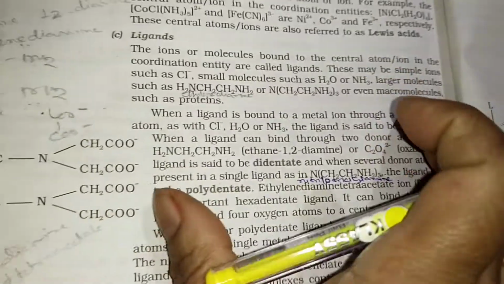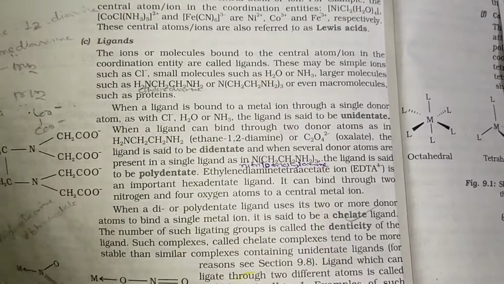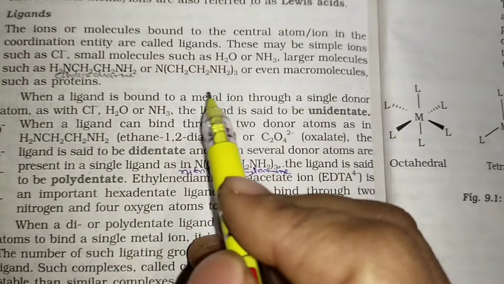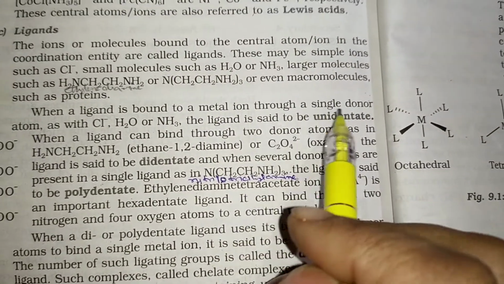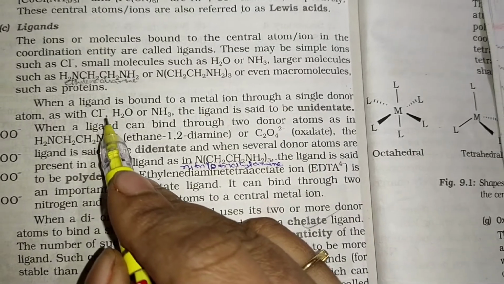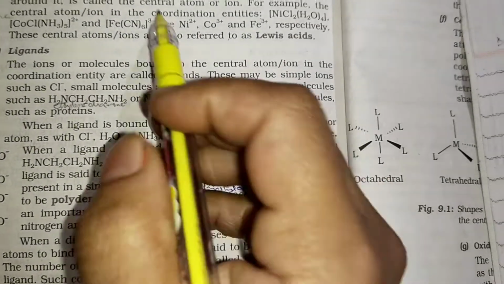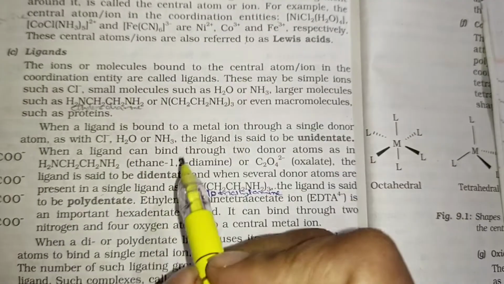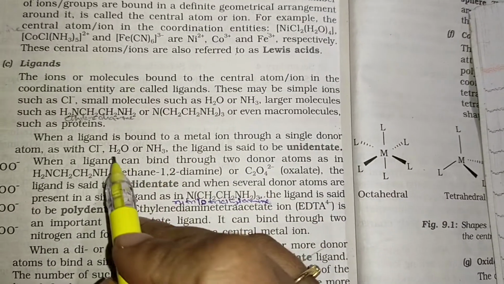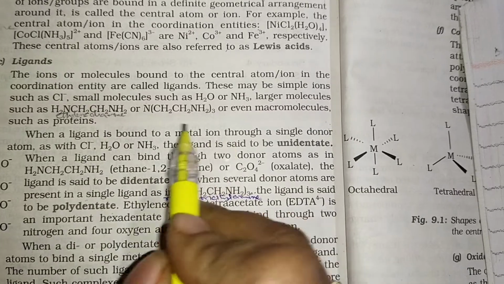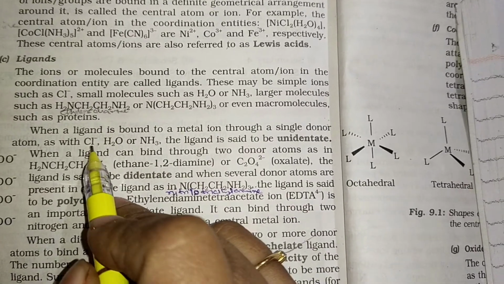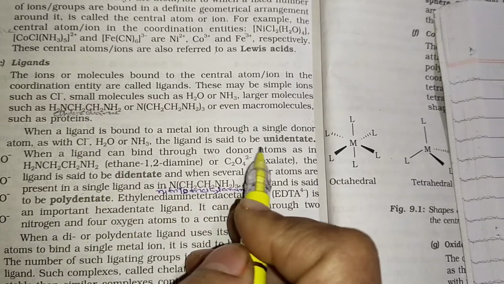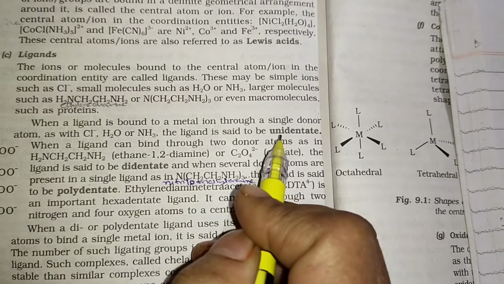Now we have to discuss the types of ligands. When a ligand is bound to a metal ion through a single donor atom, as with Cl-, H2O or NH3, the ligand is said to be unidentate.